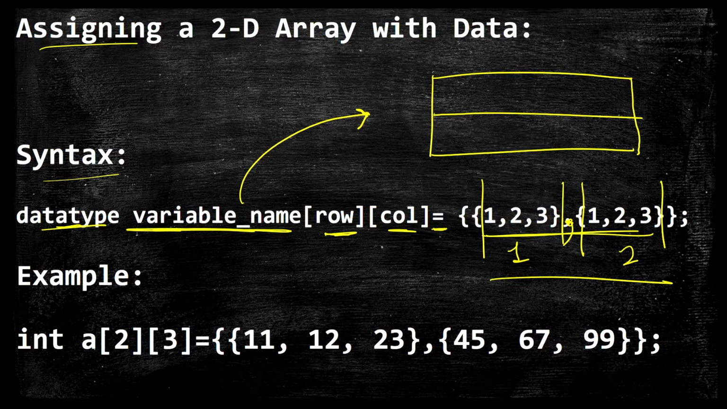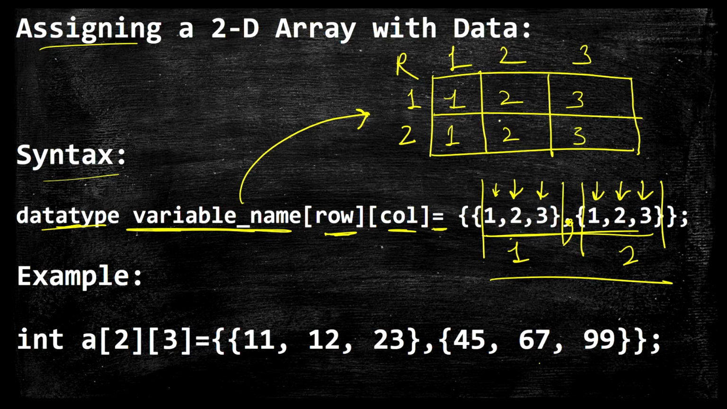So 2 rows are made, and how many columns are needed? See, 1 2 3, and here also 1 2 3. So we'll create 3 columns like this, and then we will assign values like this: 1 2 3, 1 2 3. They are all the values. And these are the row indexes, which will be 0 and 1, and 0, 1, 2 for the columns.